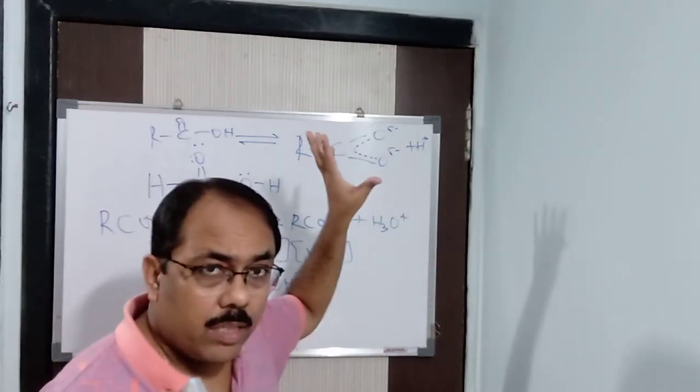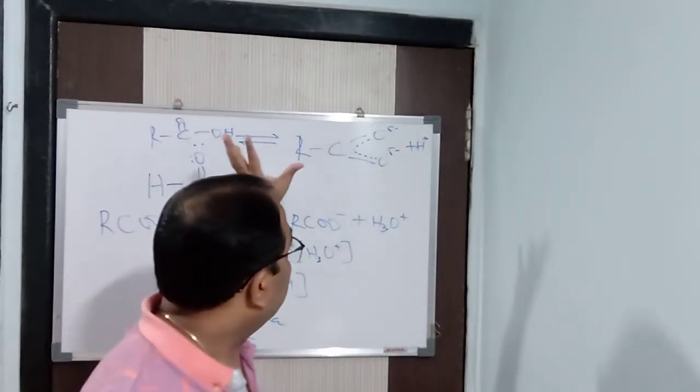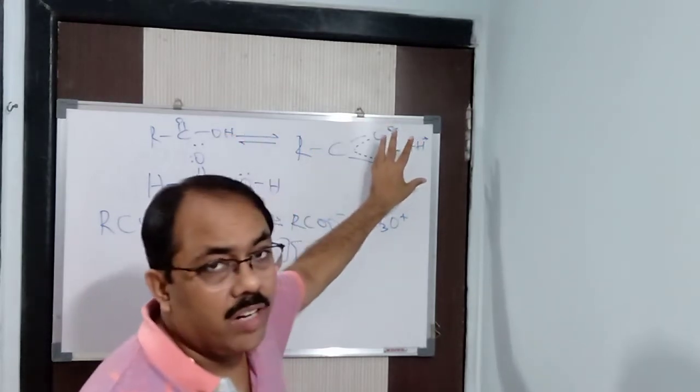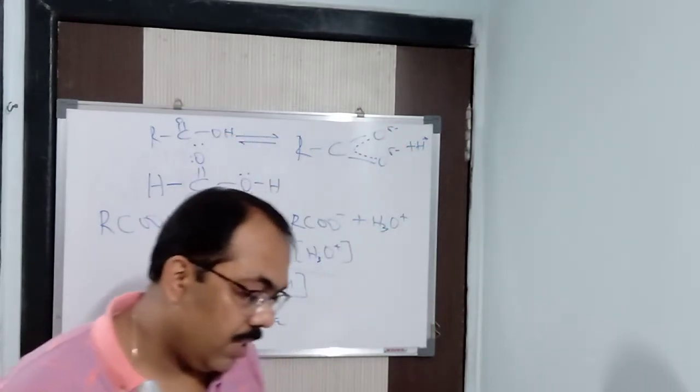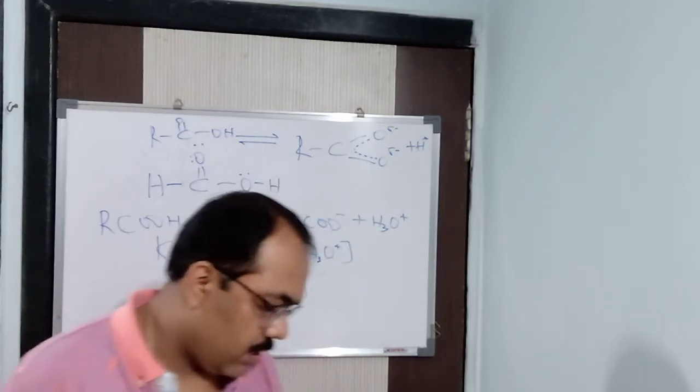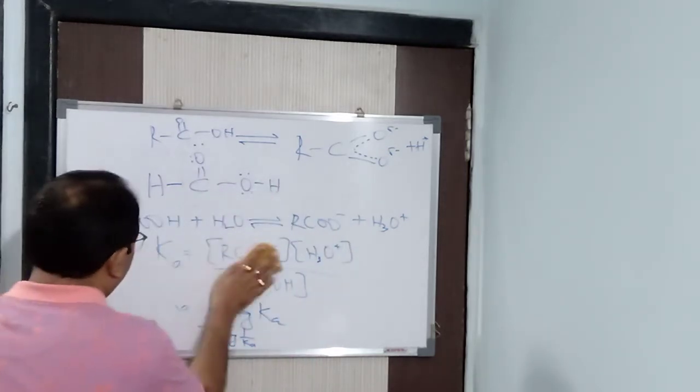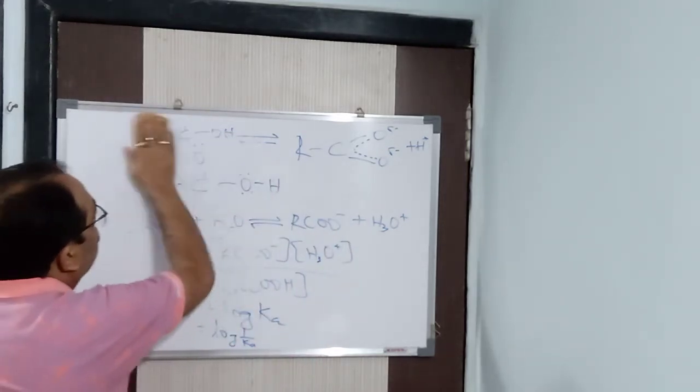stable, and it is quite a stable structure, and it releases H plus ion readily, due to which carboxylic acid is acidic in nature. We can say that. Clear? So now you came to know that carboxylic acid is acidic.